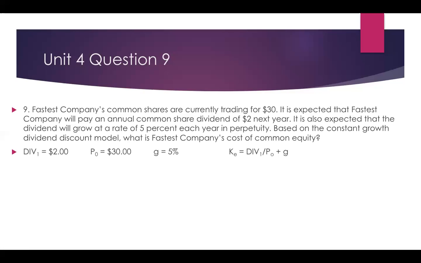All right. Okay, so starting with what we already know, that common share dividend is $2. We also know that the shares are currently trading at $30, and we also know that our growth rate is going to be 5%. So this is essentially an equation that came right from the book to help figure out a problem such as this, for the cost of common equity in perpetuity. So pretty much you just plug your numbers right into there, and you get your answer.